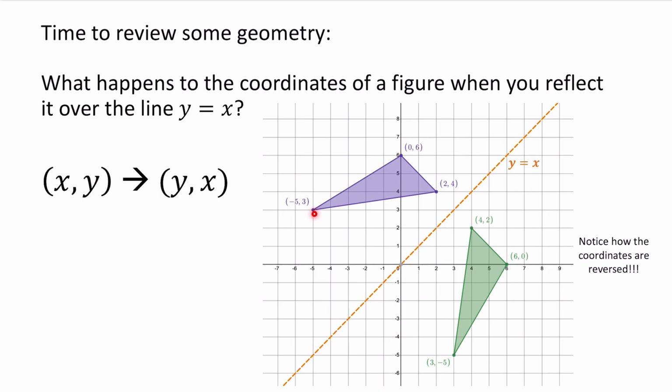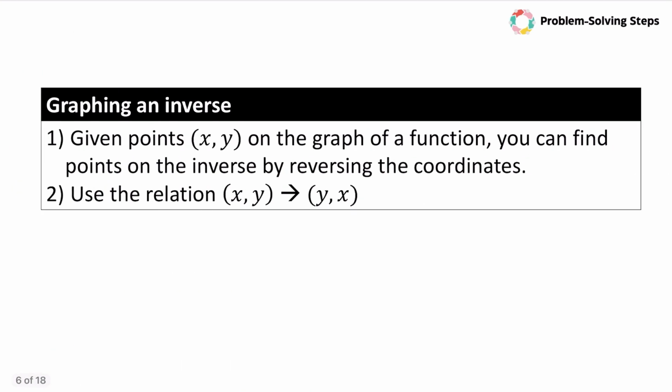So notice that (negative 5, 3) in this triangle here, when it's reflected over y equals x, it becomes (3, negative 5). Okay, this point (0, 6) becomes (6, 0). And this third point right here, this (2, 4), becomes (4, 2). So notice that the order of every coordinate is reversed when we reflect it over the line y equals x. So that's going to be how we figure out inverses given a graph.